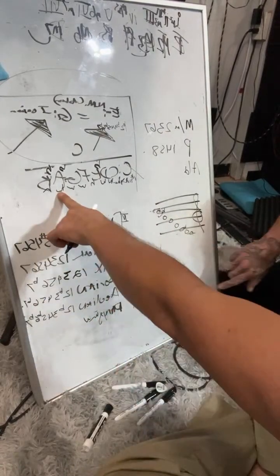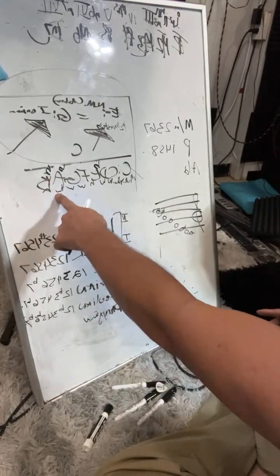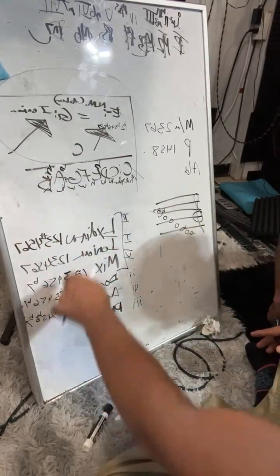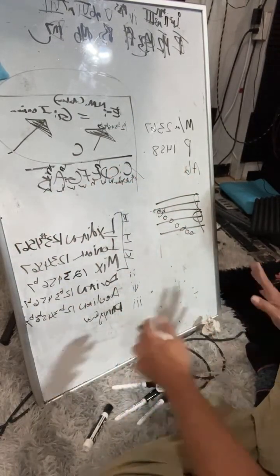The steps in between them are this: 1 to 2, A flat to B flat, that's a whole step. Then it goes to a flat 3. B flat to C is a half step. Does that make sense? So it lines you up.